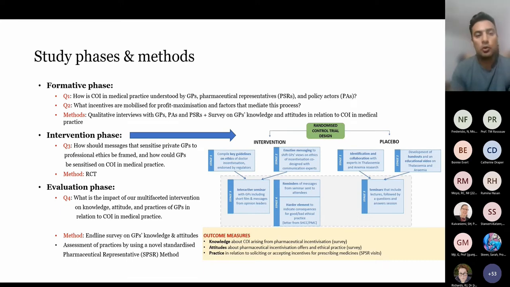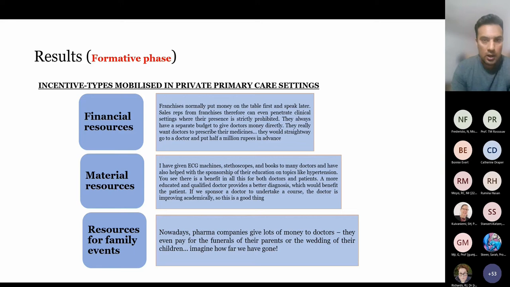So I will not talk much about the intervention phase, because we still are in the process of collecting some data and analyzing it. Mainly in this presentation, I'll be talking about the results that we have achieved from the formative phase. I have classified the results into 3 themes.